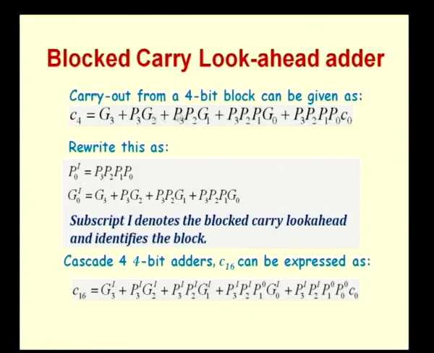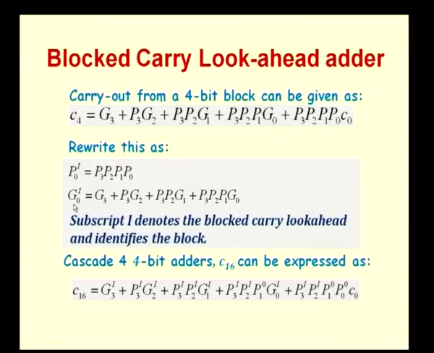So to see that, for a 4 bit block, your C4 is going to depend on G3 plus P3 into G2 plus P3 into P2 into G1 plus P3 into P2 into P1 into G0 plus P3, P2, P1, P0 into C0. Now remember, our P's are our propagate functions and the G's are the generate functions. Now I am going to rewrite this as P0 of I, where this I will denote the block number of the blocked carry look ahead. So I am going to call P3, P2, P1, P0 as P0 of I.